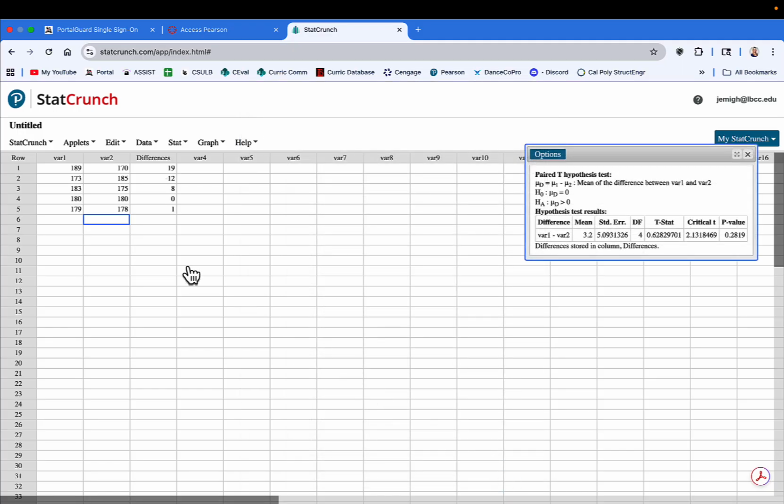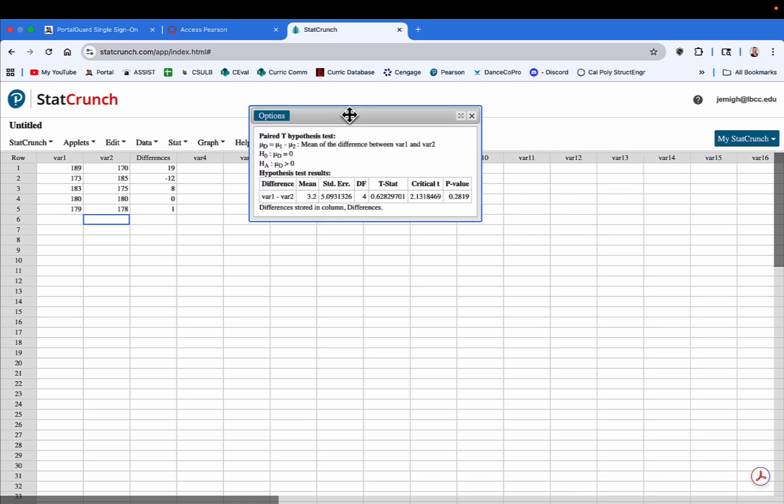Notice what popped up here in column 3. It's got the differences for us. That's kind of nice. We don't have to calculate that by hand. Less room for small mistakes. And then over here on the output screen, we've got the p-value, critical value, and test statistic. So I'm going to use the p-value method again, 0.2819.